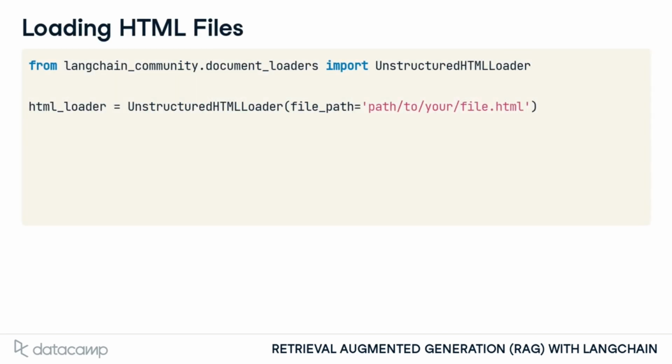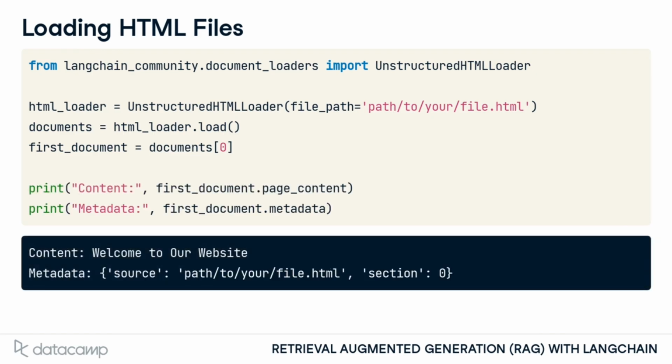Lastly, we'll look at loading HTML files using UnstructuredHTMLLoader. HTML files can be tricky due to their complex and highly nested structure, but this LangChain class simplifies the process. Loading the documents into memory and viewing the page content and metadata of the first document, we can see that the HTML tags used to structure the page have been removed, leaving only the plain text.